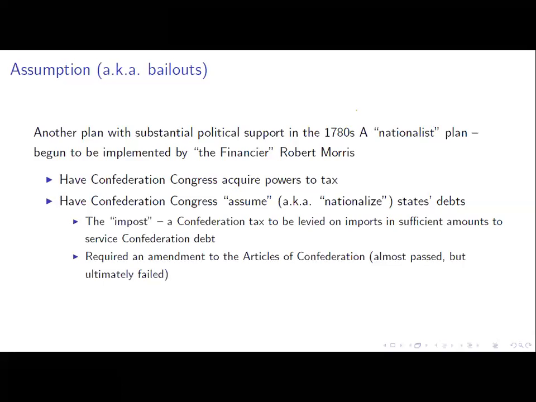And so this is going to be key, because there's still a large split. And this split is going to carry on in some sense, you see it even to this day, about what the relative power of the states should be relative to the central government, the federal government.